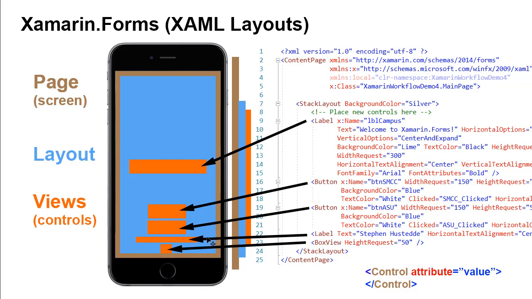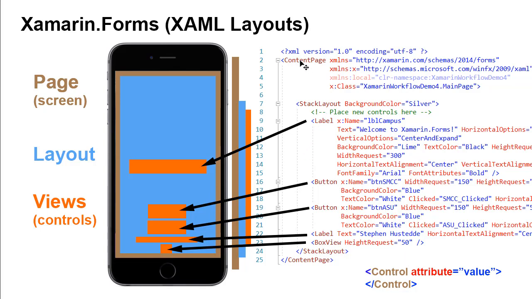When I had you duplicate this in your assignment, I asked you to add another label with your name in it. And then we had a box view, which was used as a spacer to pull the buttons up a little bit. So the two labels, the two buttons, and the box view are all views or controls, and they were stacked inside the stack layout using the attributes that we specified to space them as we wanted.